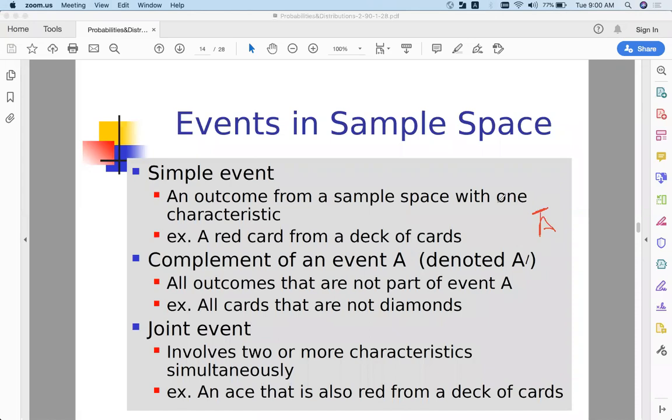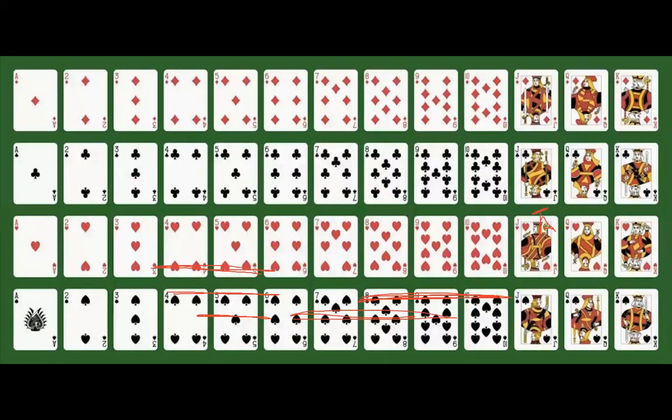The complement of an event is denoted by a dash or a bar, something like this. So the complement of an event is all outcomes that are not part of the event. What is the example? All cards that are not diamonds. Now, what are those cards? All cards that are not diamonds.